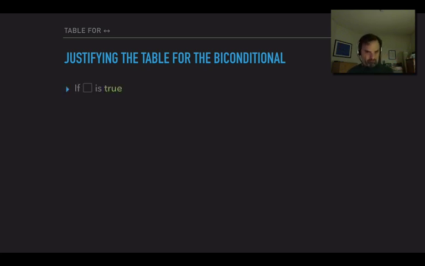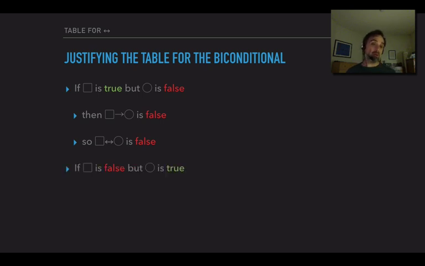Okay, well, what if box is true and circle is false? Well, then if box then circle is false, because we have a counterexample to that conditional, a true antecedent and a false consequent. That means that if one of the conditionals is false, then the biconditional is false. What about the other way? Box is false and circle is true. Well, then the conditional if circle then box is false, because it has a true antecedent and a false consequent. And so again, the biconditional is false because one of the two conditionals is false.